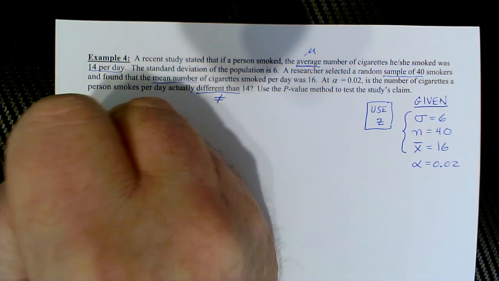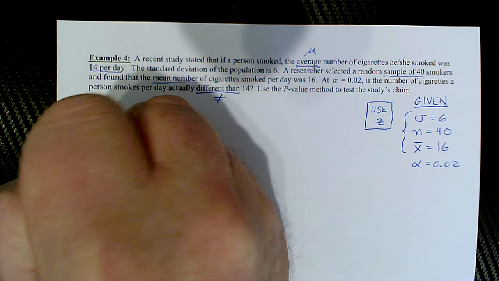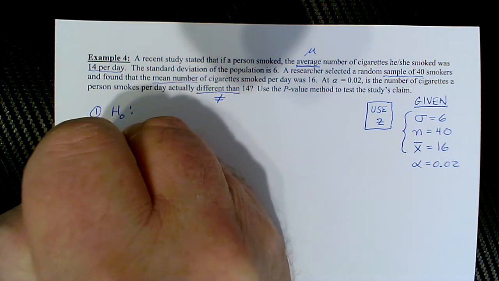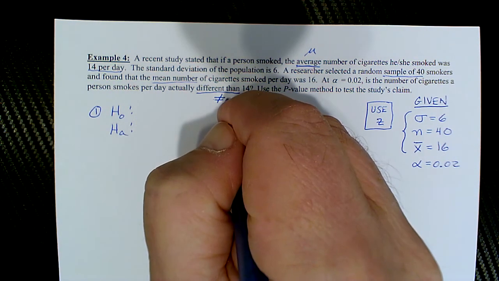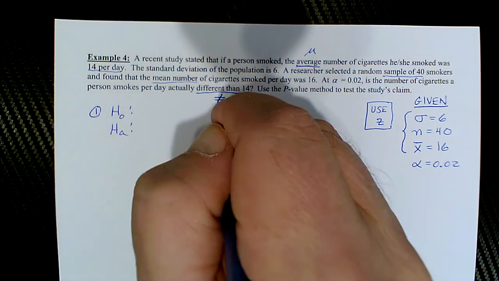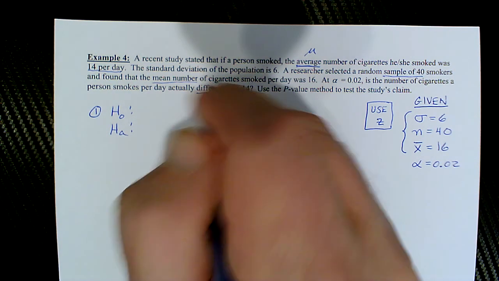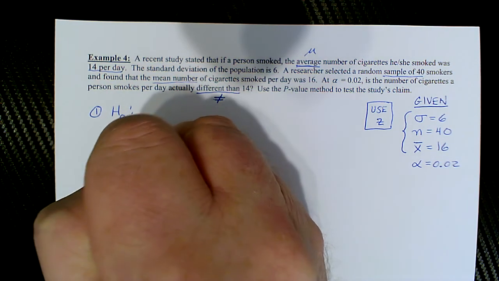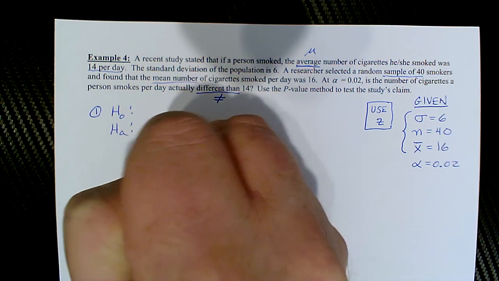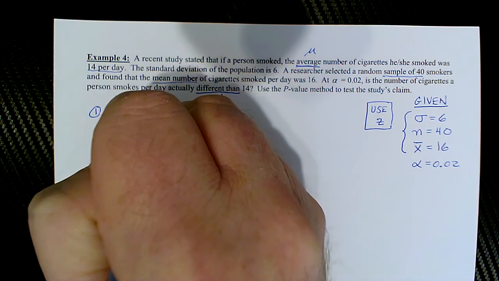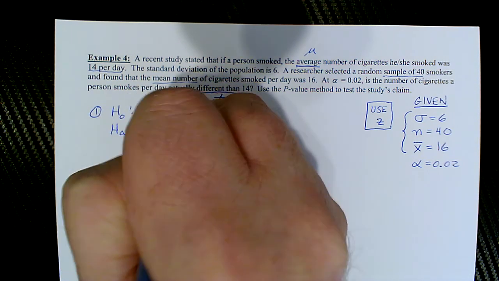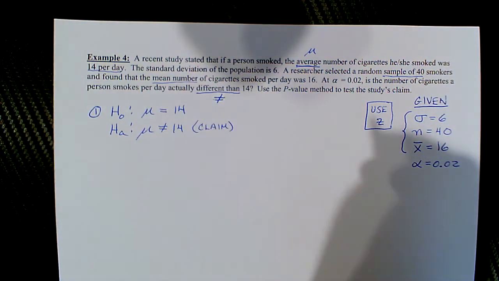Okay, so our hypotheses. First step, state hypotheses, identify the claim. Not equal to, remember H0 contains equality, not equal to is not an equality, that goes with HA. So mu is not equal to 14 is the claim. So then we just fill in the complement, mu equals 14 is the null.